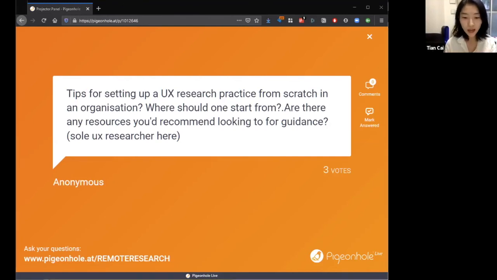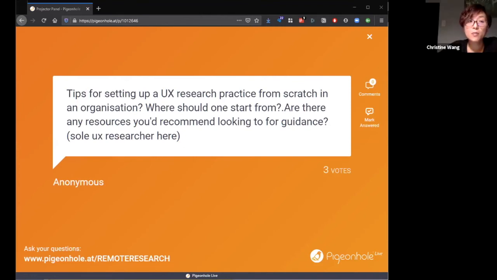maybe having a panel with your researchers. What's their background? Maybe someone has a design background, someone has an anthropology background. So a different combination of individuals will help you determine the culture of design research in your organization. So these are the two tips, or my answer to your question. I hope it's helpful.